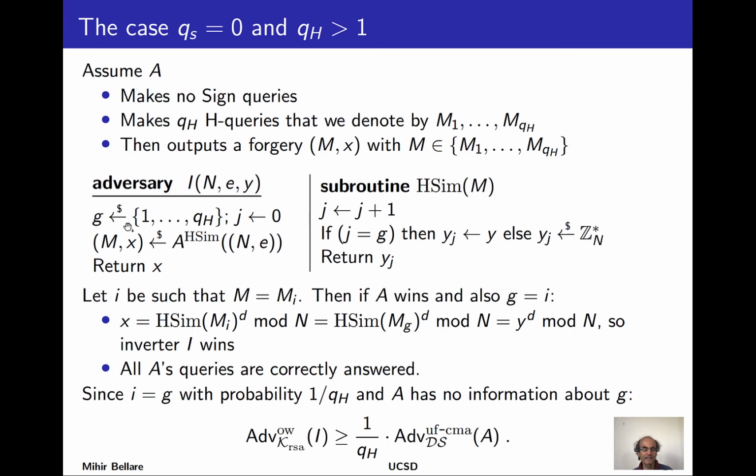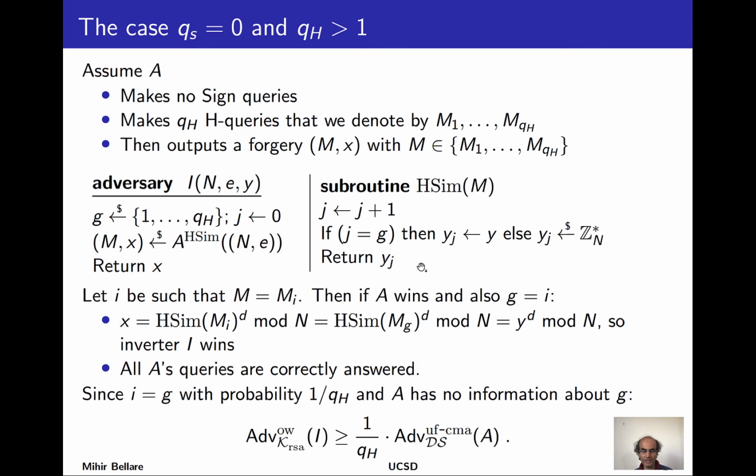So what our inverter does is it picks a random index in the range from 1 through the number of hash queries of A, and initializes a counter to 0 and starts running A, and it will, as usual, simulate the hash oracle. What it does in that simulation is it says, I'm going to index the queries made, all q sub h of them, and so every time one comes along, a new index is allocated. Once I get to the gth query, where g is what's here, I'm going to think that that's what this is, and accordingly, I will set my reply to be the challenge over here. But otherwise, if I'm not at that crucial index, I'll just return a random point in Zn star.